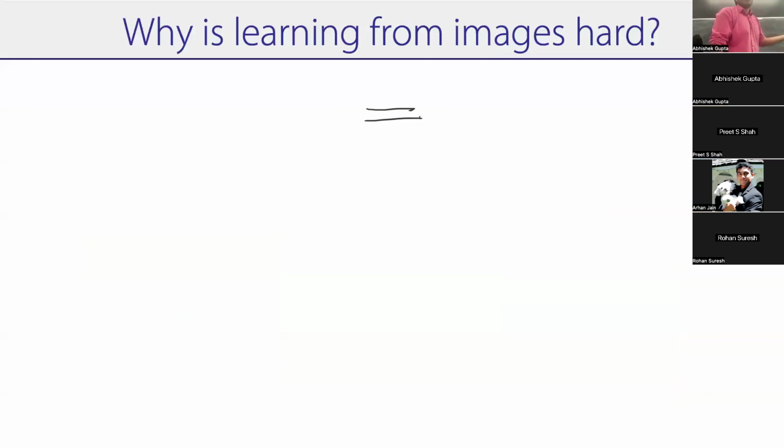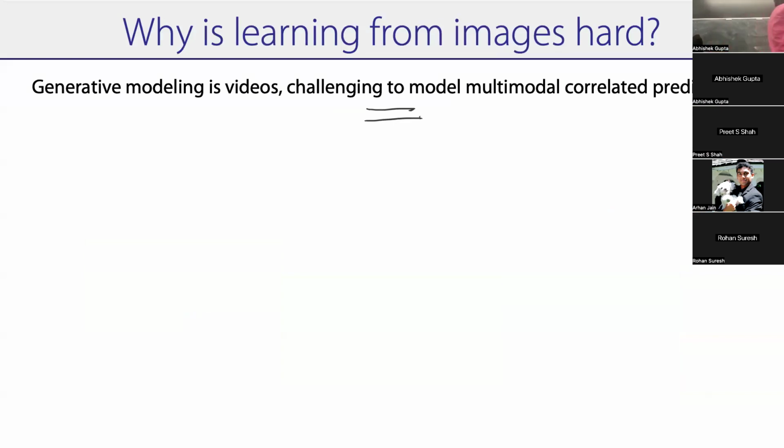So why is this difficult? It's difficult because generating states in a model when you're going to high-dimensional spaces is kind of like generating videos. It's just controllable video generation.